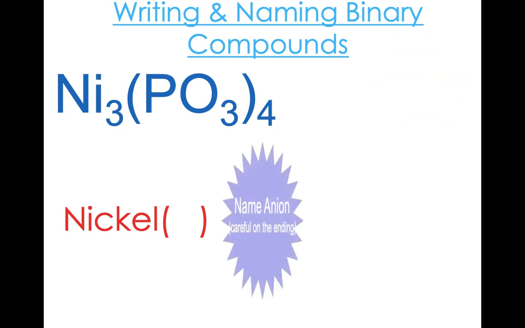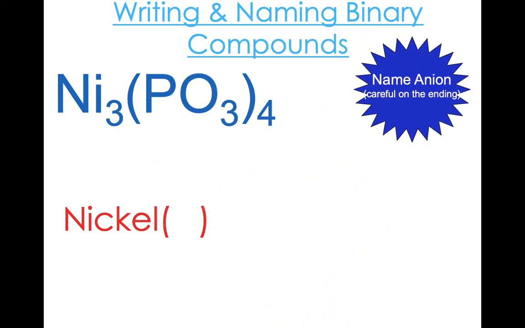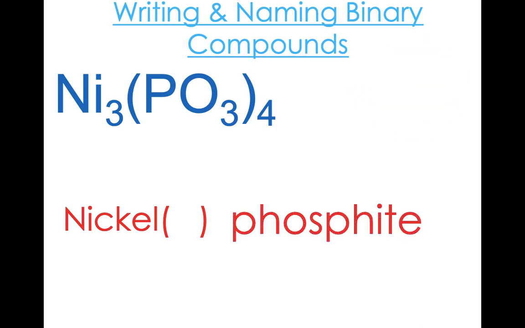Now we can name our anion. PO3, if you look over in the third column, you'll see AsO4 minus 3, PO4 minus 3, and PO3 minus 3. This is the PO3 minus 3. It is called phosphite. So we're going to put phosphite down there. Now we need to figure out, was this reduced or not? Because we need to know the original charge on the nickel.